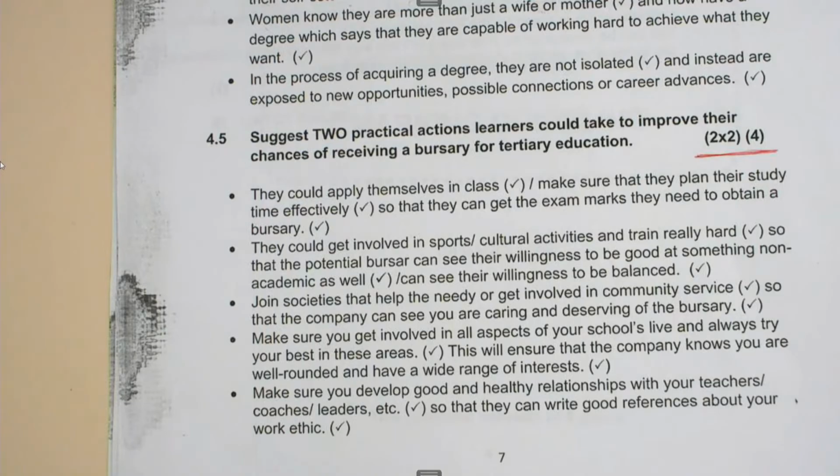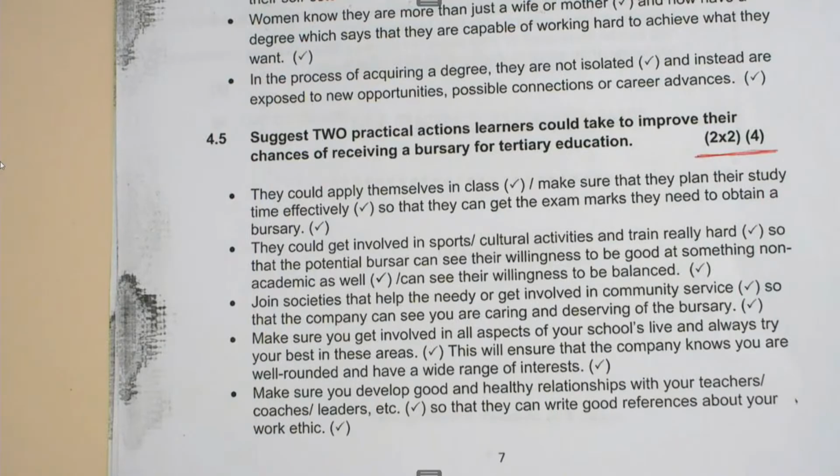The third one, join societies that help the needy or get involved in community services so that the company can see you are caring and deserving of the bursary. This is very clear from 4.1. Make sure you get involved in all aspects of your school's life and always try your best in these areas. There are learners that are not good in content, but they are good in practicals. So this is their way of getting a bursary. This will ensure that the company knows you are well-rounded and have a wide range of interests.